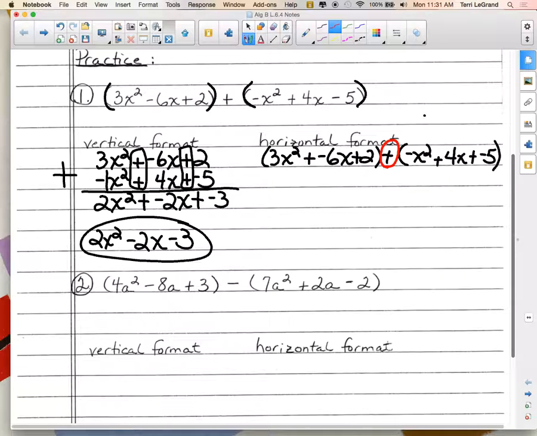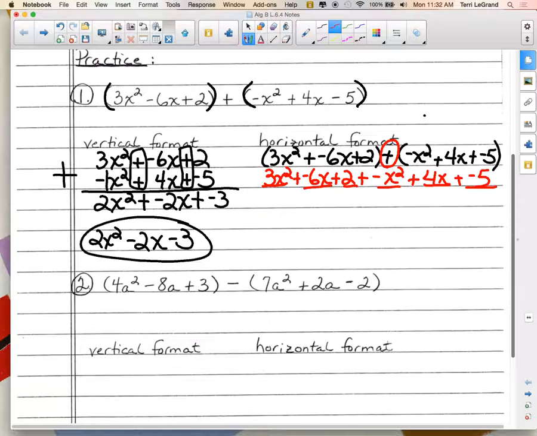We can just say, you know what, just like we ditched them over here when we set them up vertically, we're going to ditch them here when we do it horizontally. So we're just going to say, I can take that 3x squared and that negative 6x and that plus 2 and that negative x squared and that 4x. And notice there's addition signs happening between all of them. We had 6 terms altogether because each polynomial had 3. 3 and 3 is 6. So we should have 1, 2, 3, 4, 5, 6 terms in our horizontal line.